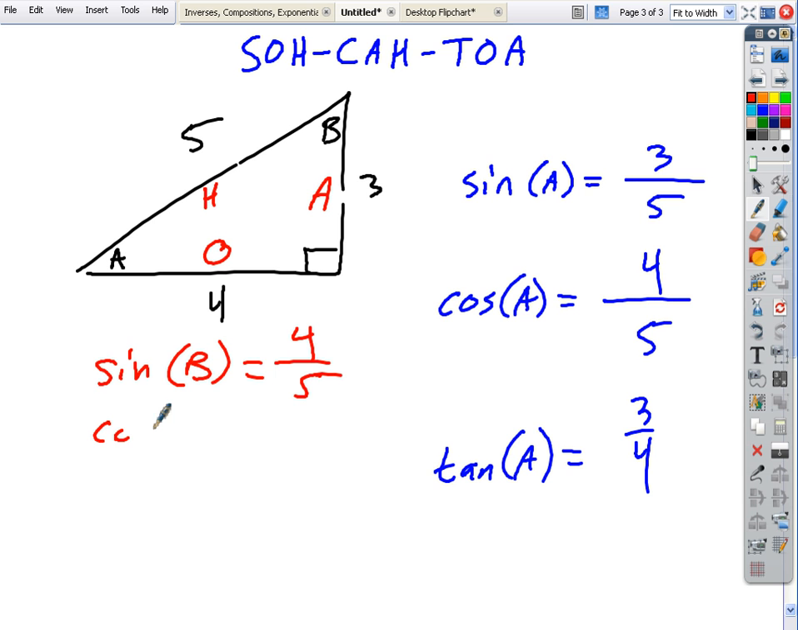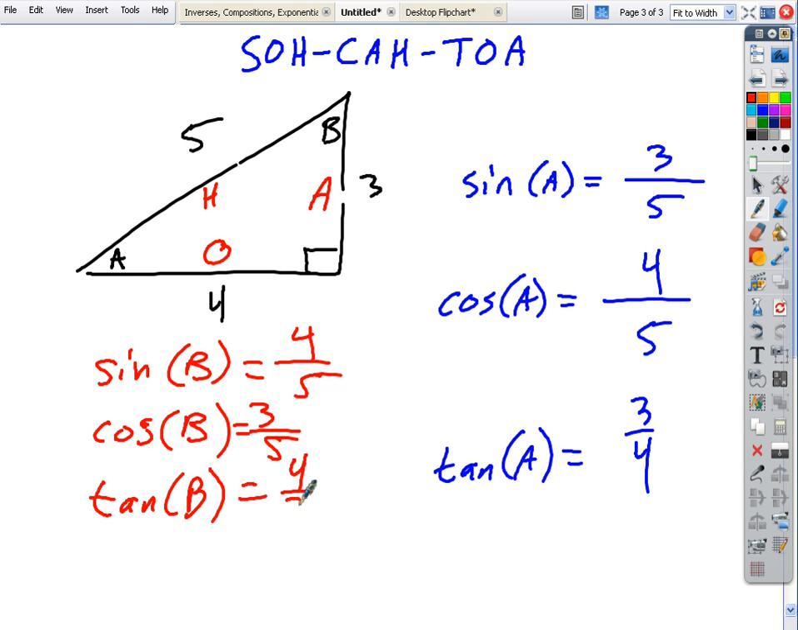What's the cosine of B? 3/5. And the tangent of B would be 4/3. Yeah. Okay, does that make sense? Okay. Questions on that? All right.